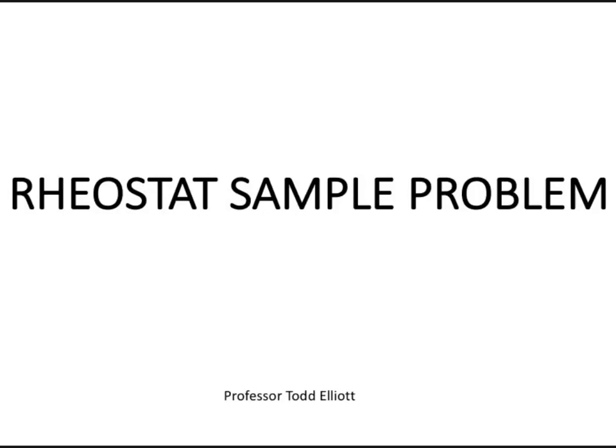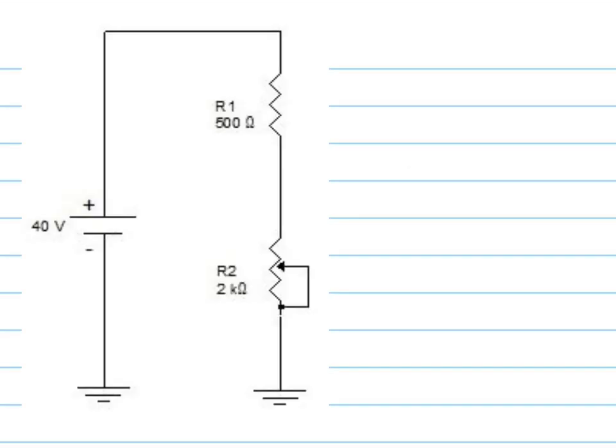This is Professor Elliott again, and today we are going to look at using rheostats in series DC circuits. So here's our basic series circuit, and we're going to solve it the same way as any other circuit. The only difference is we have to take into account the impact of the rheostat, which will affect the resistance and the current.